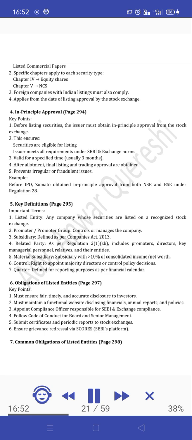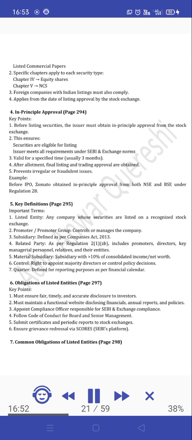5. Key definitions, page 295, important terms. 1. Listed entity: any company whose securities are listed on a recognized stock exchange. 2. Promoter group: controls or manages the company. 3. Subsidiary: defined as per Companies Act, 2013. 4. Related party: as per Regulation 21ZB, includes promoters, directors, key managerial personnel, relatives, and their entities. 5. Material subsidiary: subsidiary with greater than 10% of consolidated income net worth. 6. Control: right to appoint majority directors or control policy decisions. 7. Quarter: defined for reporting purposes as per financial calendar.